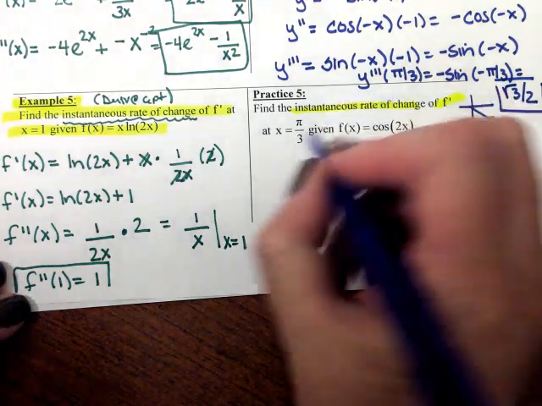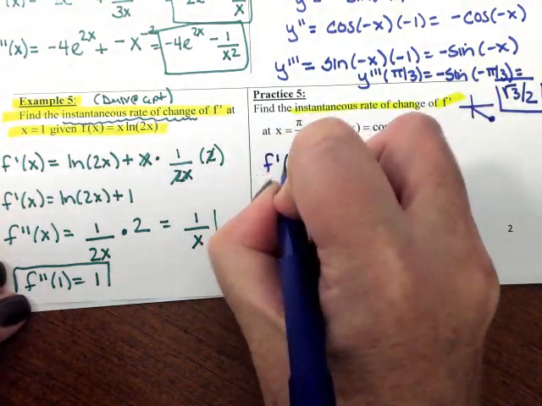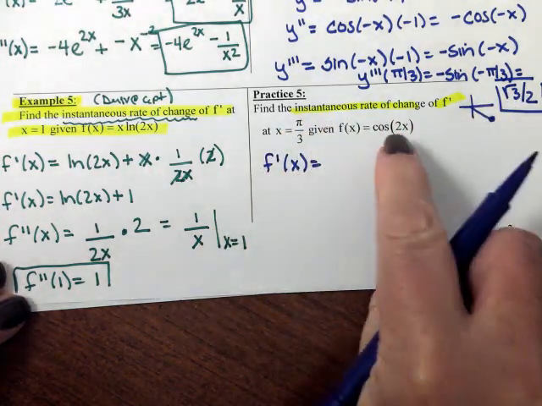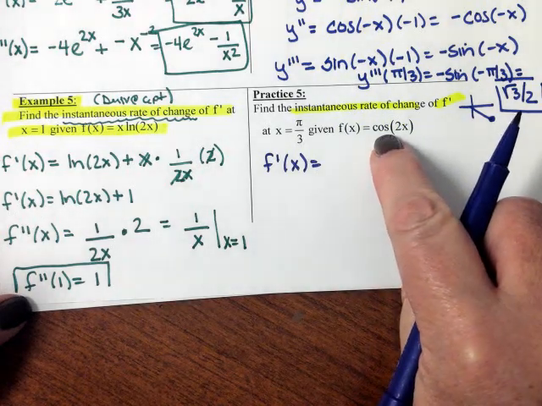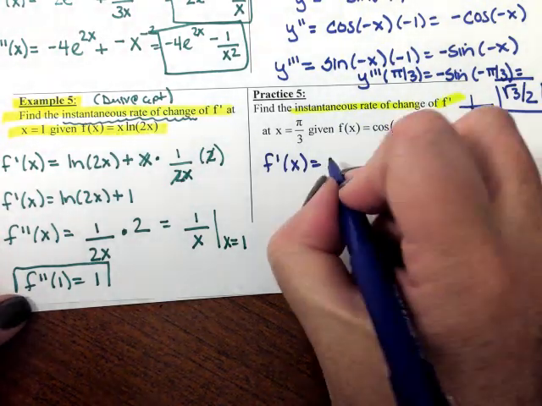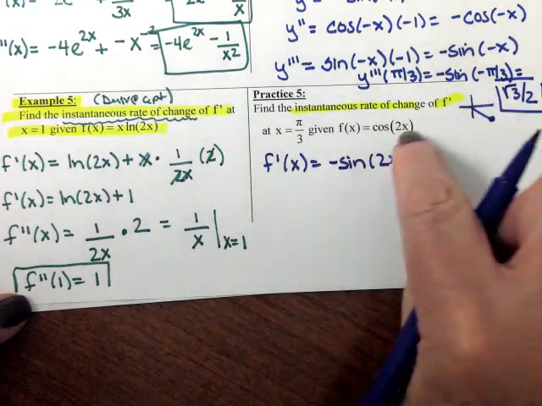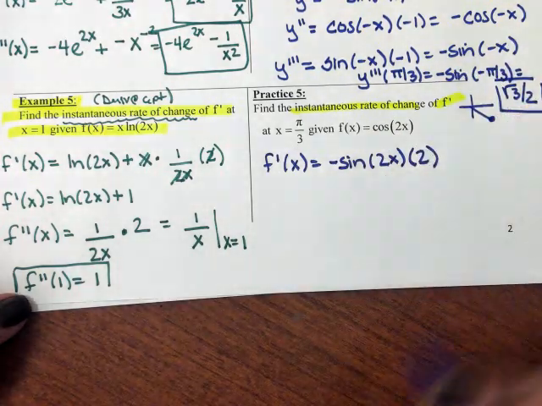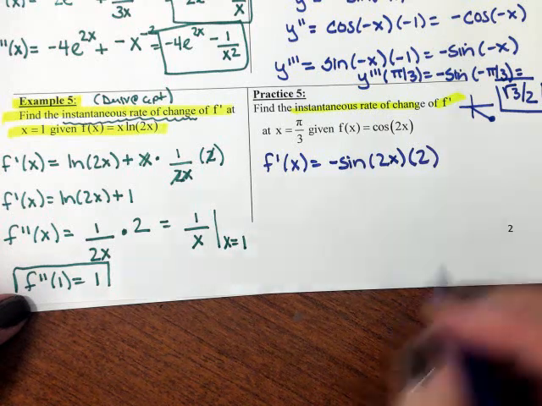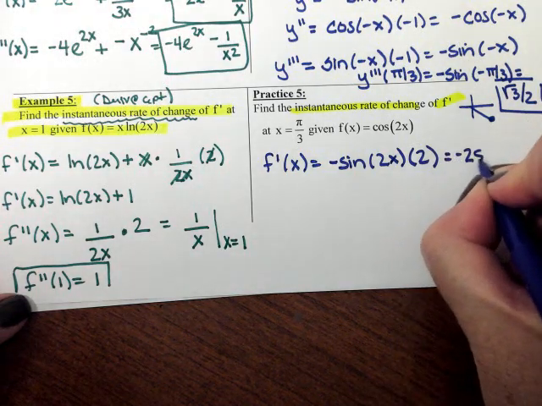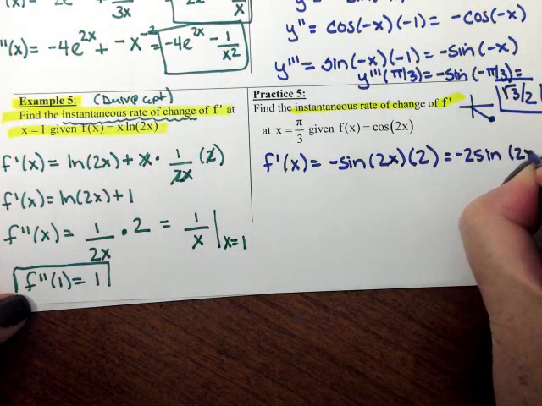So f of x is cosine of 2x. So to find f prime of x, again, I'm going to have to apply my chain rule. The derivative of cosine is a negative sine. And then I have to multiply by my inner function, which is a 2. So this is going to give me negative 2 sine of 2x.